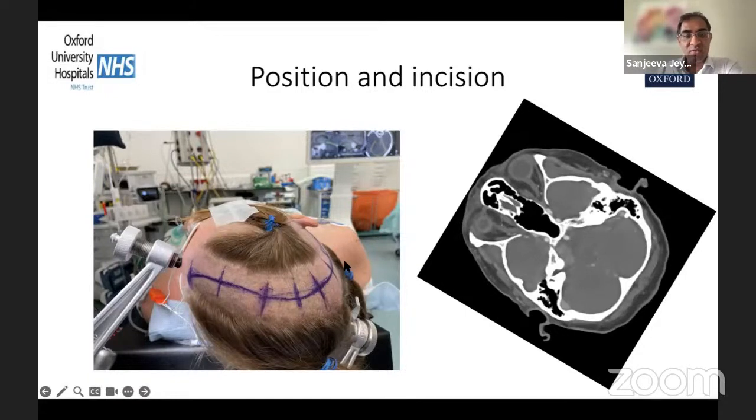For most of this, you want to laterally flex the head. For a retrosigmoid, that really opens up the space for you. If you're going subtemporal, it helps with the temporal lobe falling away using gravity. You can use a large incision like this, or you can use smaller incisions focused on the temporal lobe. That's a personal choice.